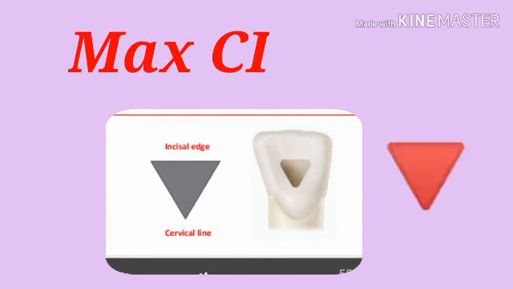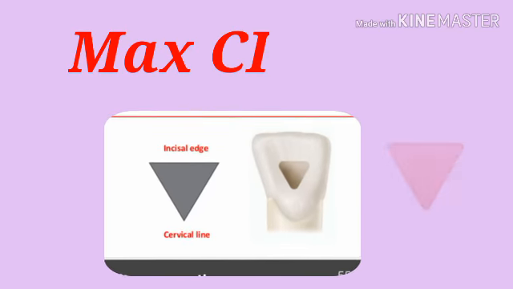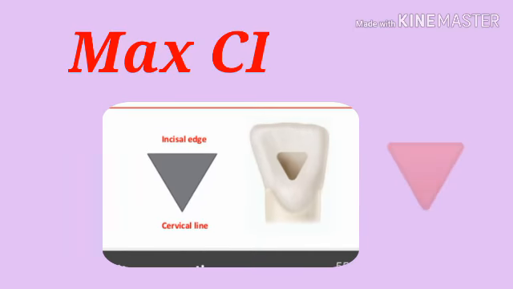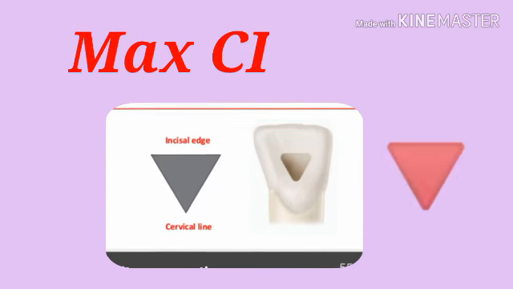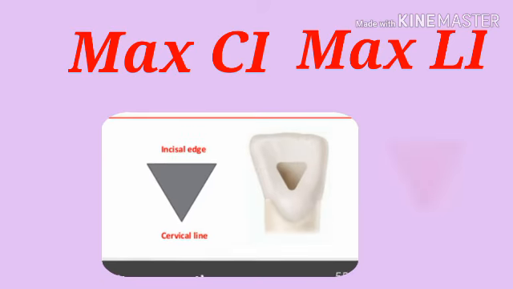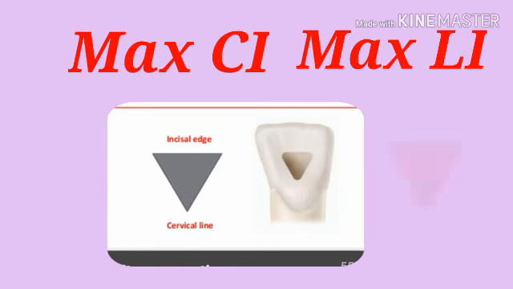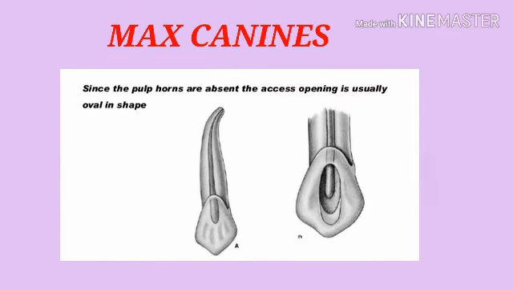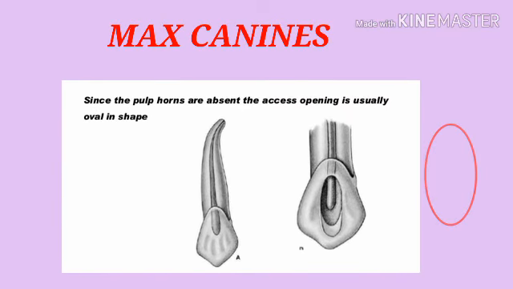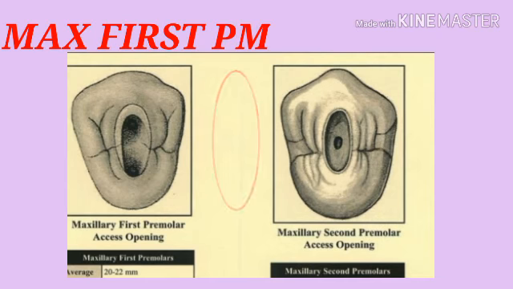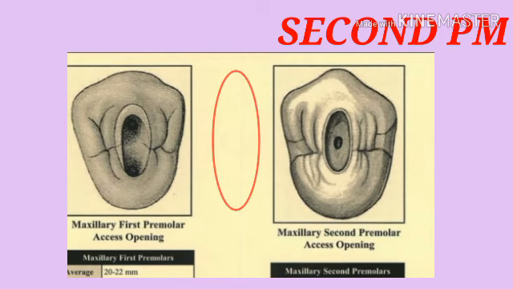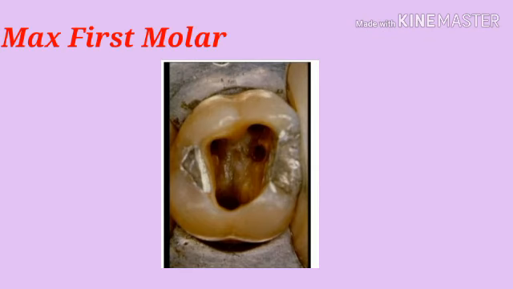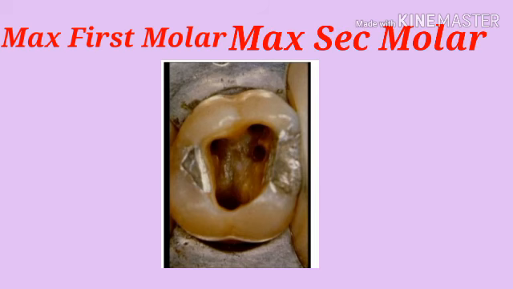So let's check access cavity shapes in different teeth. In maxillary central incisor, access cavity is rounded triangular shape with base towards the incisal edge. For maxillary lateral incisor, access cavity is rounded triangular shape. Same. For maxillary canine, it's oval in shape with greatest diameter labiopalatally. In maxillary first premolar, access cavity is oval in shape. Same in maxillary second premolar, it is oval. In maxillary first molar, it is rhomboid in shape. Same maxillary second molar, rhomboid shape.